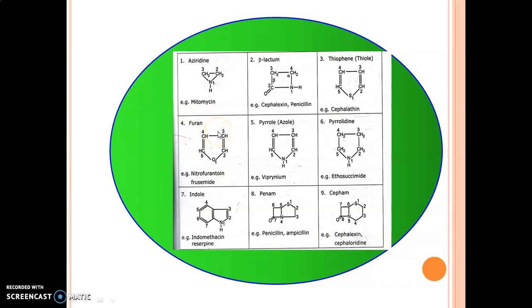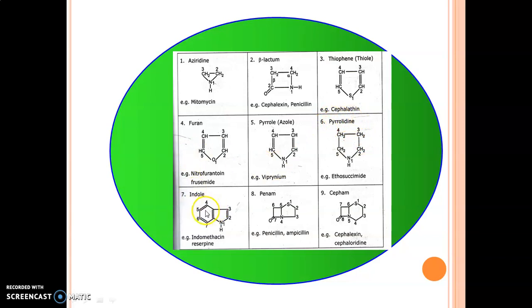We move towards the next ring, that is a five-membered heterocyclic ring containing oxygen as a heteroatom and two double bonds. Name of the ring is furan. Then a five-membered ring containing nitrogen as a heteroatom and two double bonds. Name of the ring is pyrrole or azole. Then when there is saturation of both the bonds, pyrrole is converted into pyrrolidine. Pyrrolidine is a five-membered ring containing nitrogen as a heteroatom.